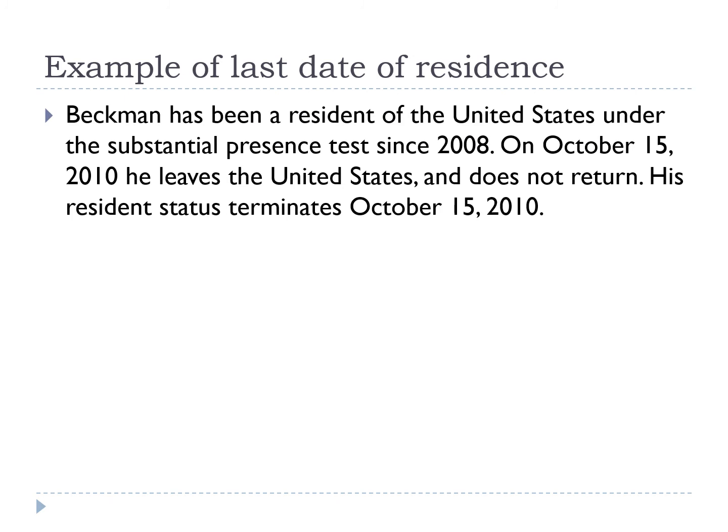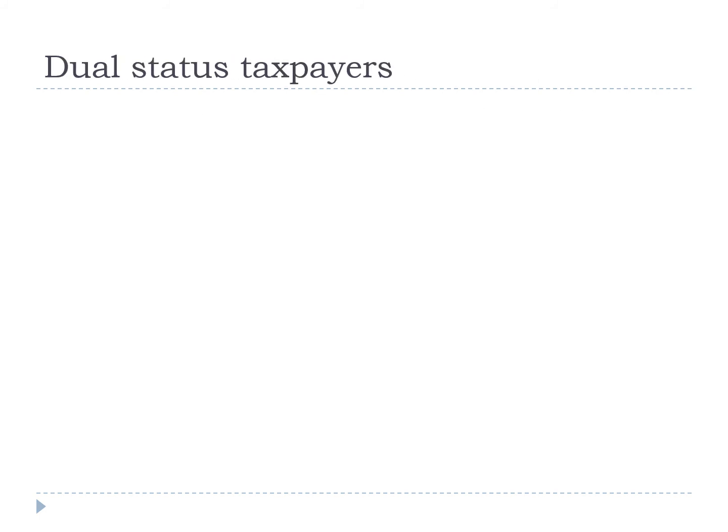Beckman has been a resident of the United States under the substantial presence test since 2008. On October 15, 2010, he leaves the United States and does not return. His resident status terminates October 15, 2010. When resident status changes during the year, an individual can be dual status for that year.